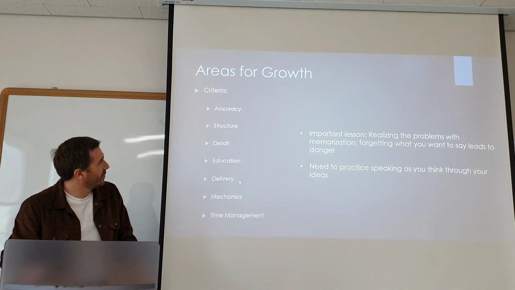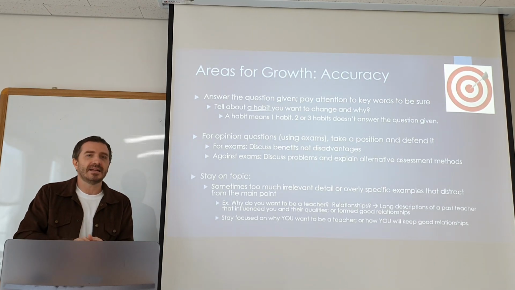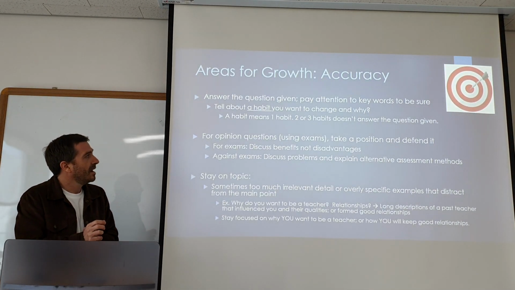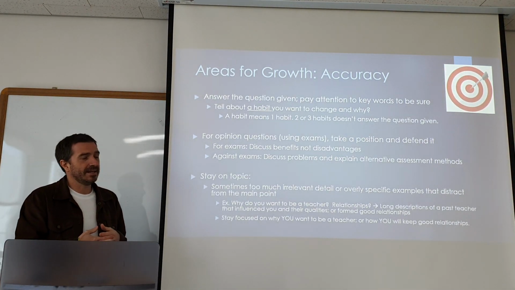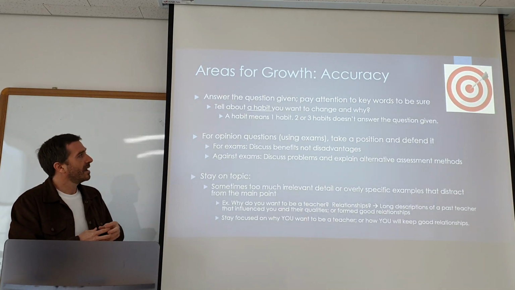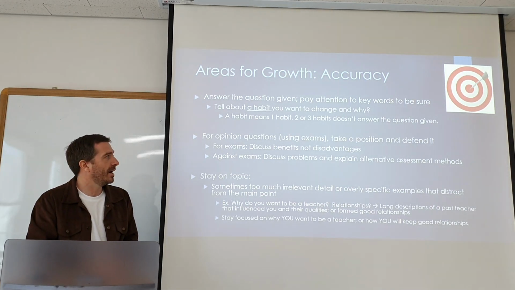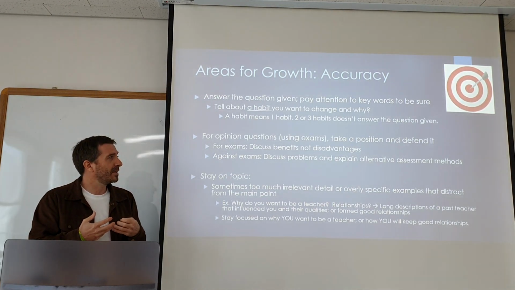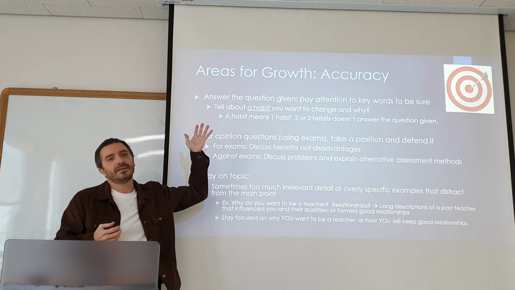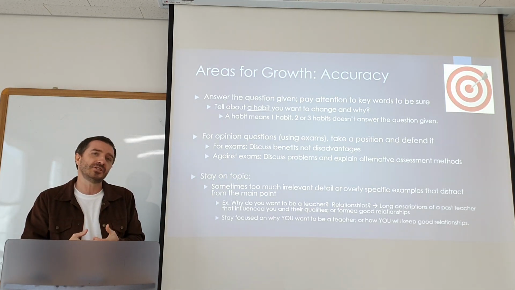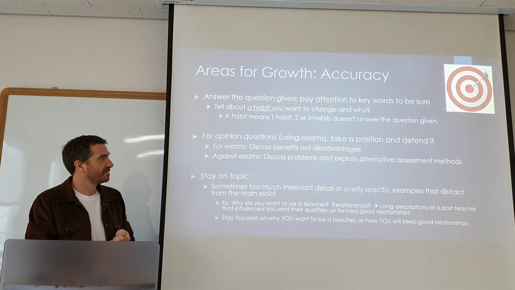Okay, so let's go through each of the criteria. So accuracy. Remember, accuracy is directly answering the question that you are given. And I mentioned before, pay attention to keywords in the question. One of the biggest problems was for the question, tell about a habit you want to change and why. For some of us answering that question, you talked about 2 or 3 habits that you want to change, but a habit in the question means one habit. So to answer the question accurately, we should only be talking about one habit that we want to change.